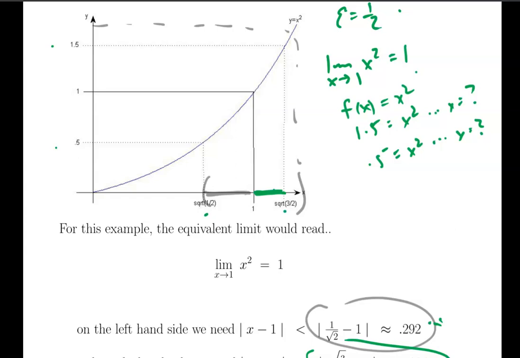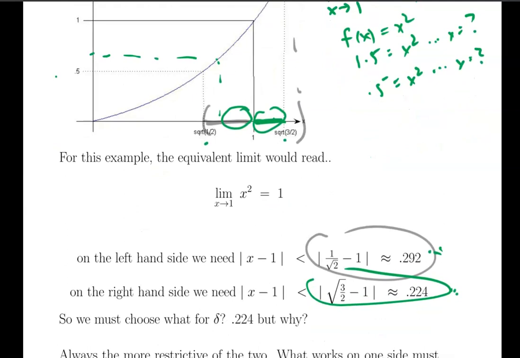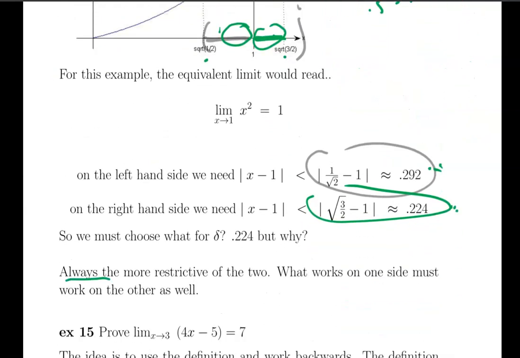So you have to take the smaller of the two, because this is on the window, and then that same distance here will keep you well within the window that we're looking for on the y-axis. Okay, so you can kind of figure this out working backwards. So you always have to pick the more restrictive or the smaller of the two. Okay, it has to work on both sides. You don't get to say, well, on this side it's this, on this side it's the other.